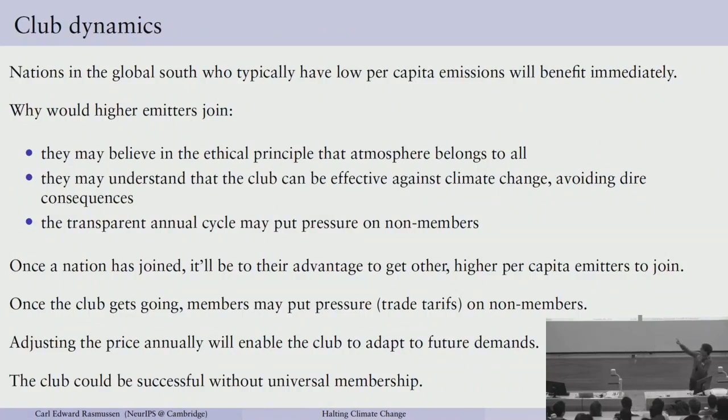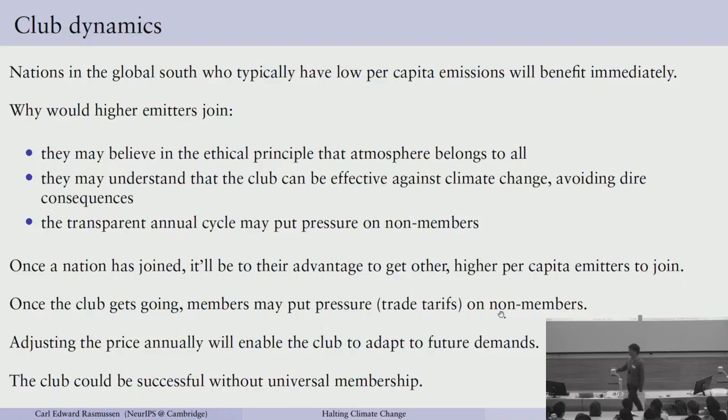Okay, so club dynamics. Nations in the global south, which have very low emissions, would have an immediate economic incentive to join, right? So how do we get the bigger polluters to join, right? There are three different reasons I can see that you might want to join. You might believe in the ethical principle that the resource in the atmosphere belongs to everyone. Or you would have to at least declare every year that you believe that your own nation owns a bigger part of that resource, right? At the moment, countries can sort of say, yes, we're on board, but then do nothing, right? You are not allowed to do that in this scheme. Every year you have to say, is your money where your words are, yes or no, right? And so you would have to say, no, we don't want to be a part of it because we think our citizens are worth more than other people's citizens, or whatever your reasoning might be, right? So that would have to be explicit.